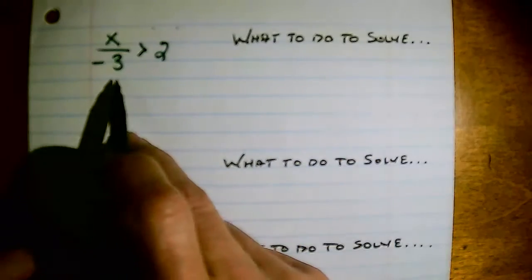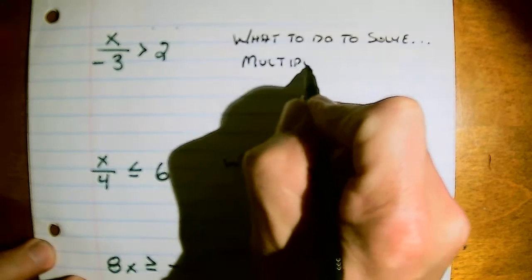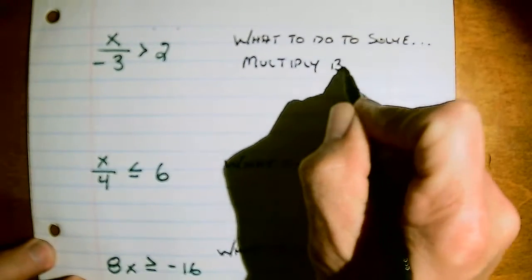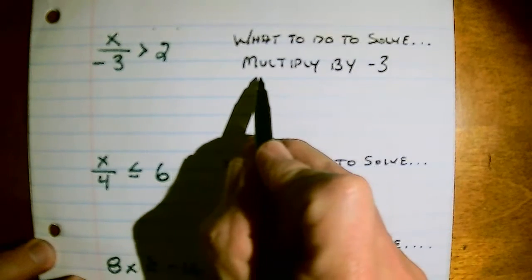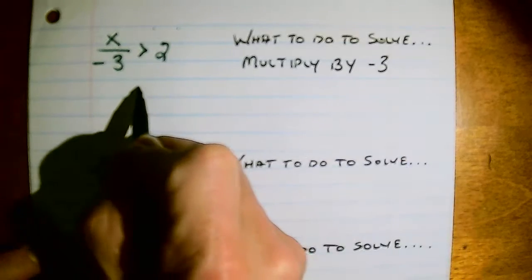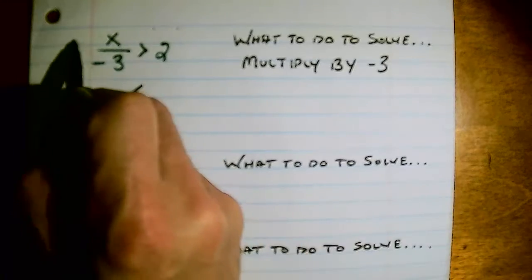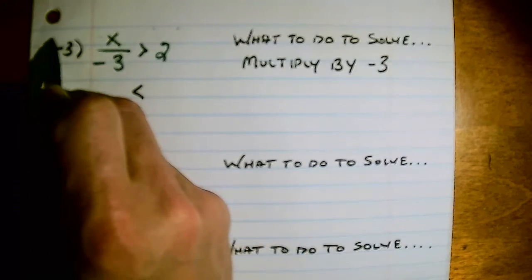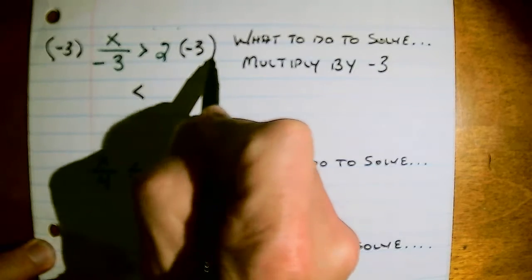In order to solve this inequality, I have to multiply each side of the equation by -3. And if I multiply or divide by a negative number, this switches directions. And then I go ahead and perform the operation that I indicated. I will multiply both sides of this by -3.